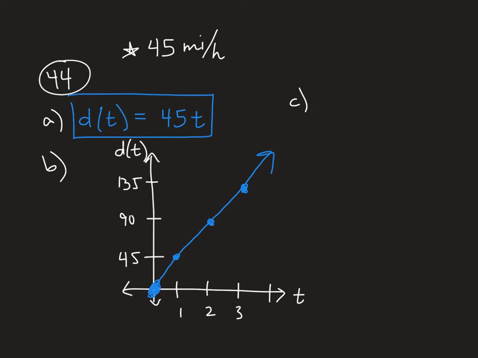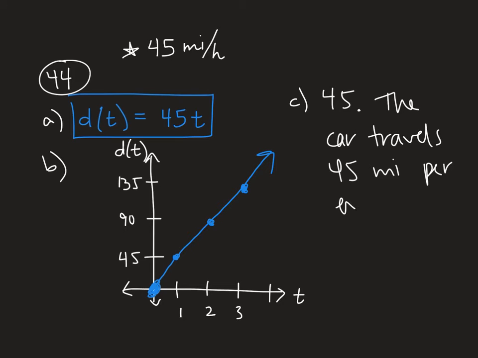What is the slope? The slope is literally 45, or 45 over 1. And what does it have to do with the car? Well, this means that the car travels 45 miles per every 1 hour. If you had something like that, that's perfect.